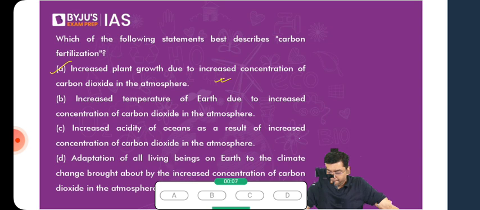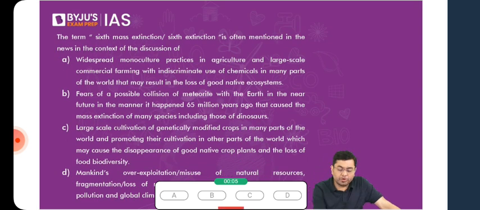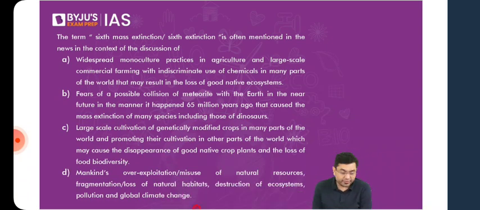Now, the term sixth mass extinction or sixth extinction is oftentimes mentioned in the news in the context of discussion of what? Widespread monoculture practices in agriculture and large-scale commercial farming with indiscriminate use of chemicals in many parts of the world that may result in the loss of good native species. Fears of a possible collision of a meteorite with Earth in the near future in the manner it happened 55 million years ago that caused mass extinction of many species, including those of dinosaurs. Large-scale cultivation of genetically modified crops in many parts of the world and promoting their cultivation in other parts of the world, which may cause the disappearance of good native crop plants. Mankind's overexploitation or misuse of natural resources, fragmentation or loss of natural habitats, destruction of ecosystems due to pollution and global climate change. Yes, Sridhar, that is correct.